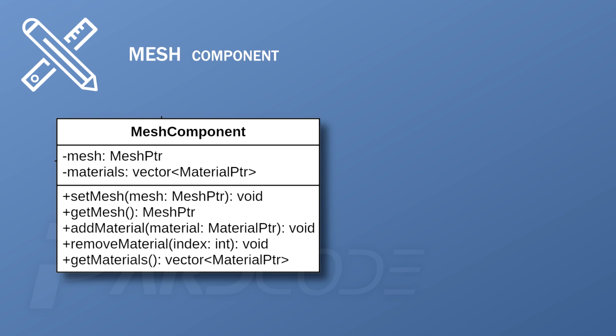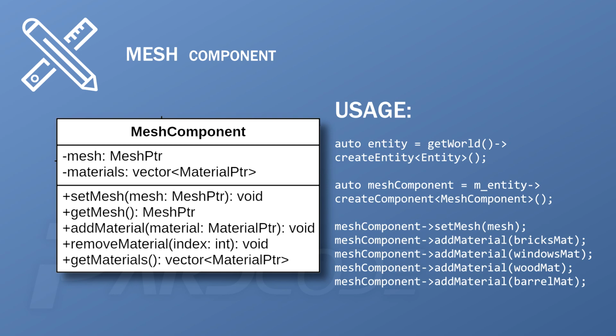As usual, let's add the setter and getter for our attributes. Through these methods, the management of complex meshes like our house will be simplified a lot, like in this example.